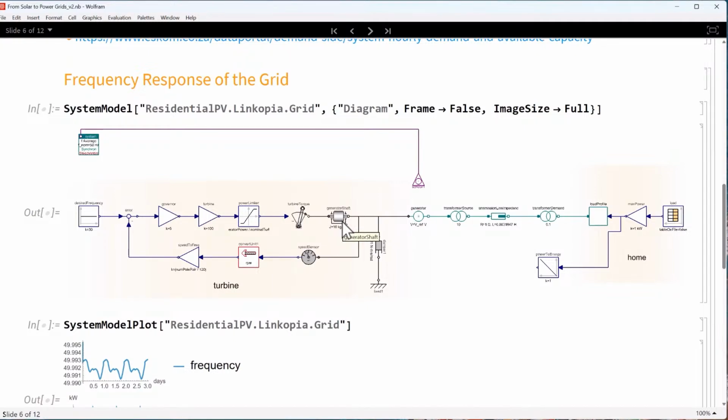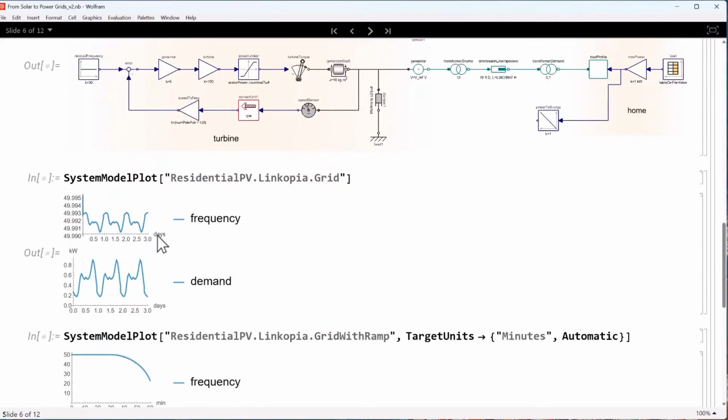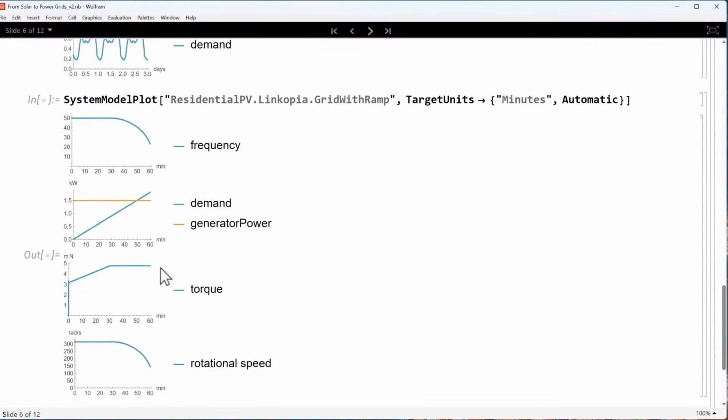Imagine a gas turbine generator with a rotating shaft. The rotational speed of this shaft determines the frequency of the AC power it produces. In normal operation, the turbine rotates at constant speed, generating electricity at around 50 Hz. As the demand increases, the controller tries to supply more power by increasing torque. Initially, the rotational speed stays stable and the frequency remains close to 50 Hz, with only minor fluctuations as the controller adjusts.